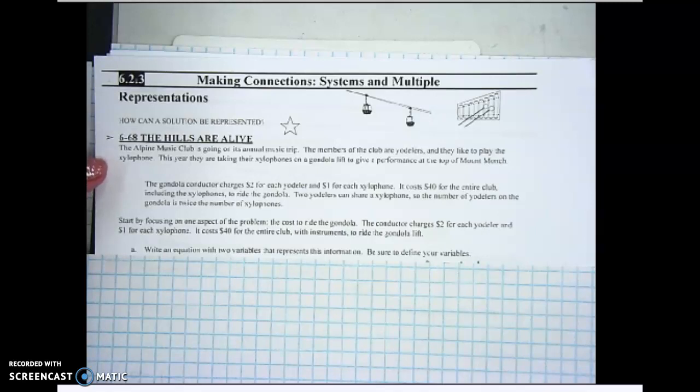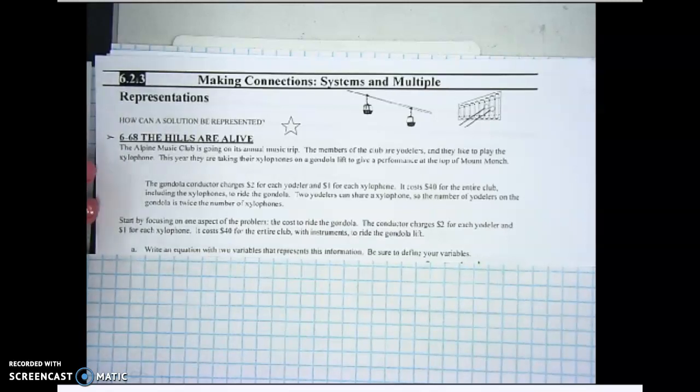Okay, this year they are taking their xylophones on a gondola lift to give a performance at the top of Mount Monch. The gondola conductor charges $2 for each yodeler and $1 for each xylophone. It costs $40 for the entire club, including the xylophones, to ride the gondola. Two yodelers can share a xylophone. So the number of yodelers on the gondola is twice the number of xylophones.